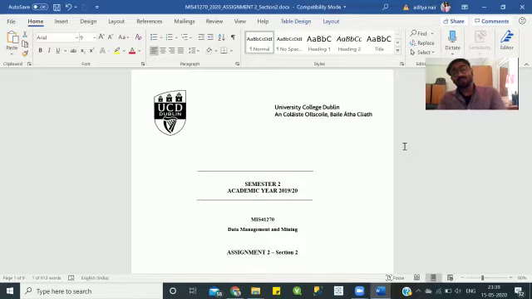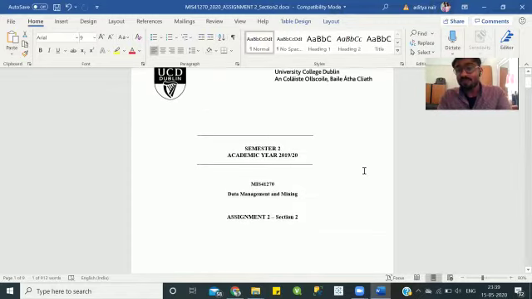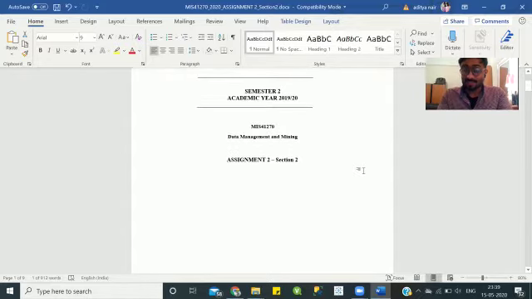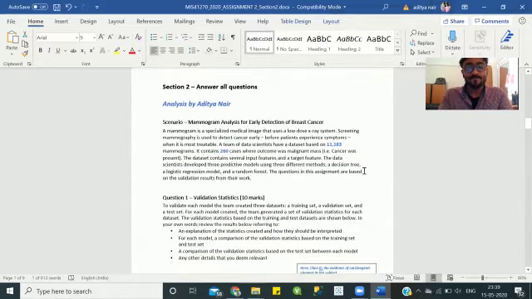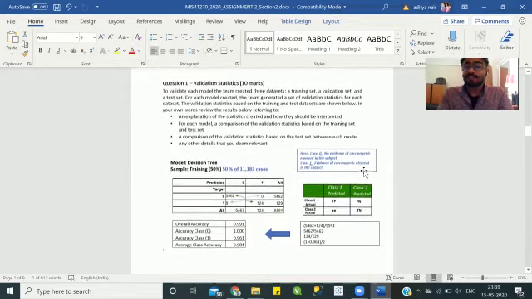Now, the data which was supplied to the data scientists was 11,183 rows strong, and out of the main data set, 260 cases actually had a malignant mass in their system. So going forward in section 2 of assignment 2, the first question is about validation statistics.